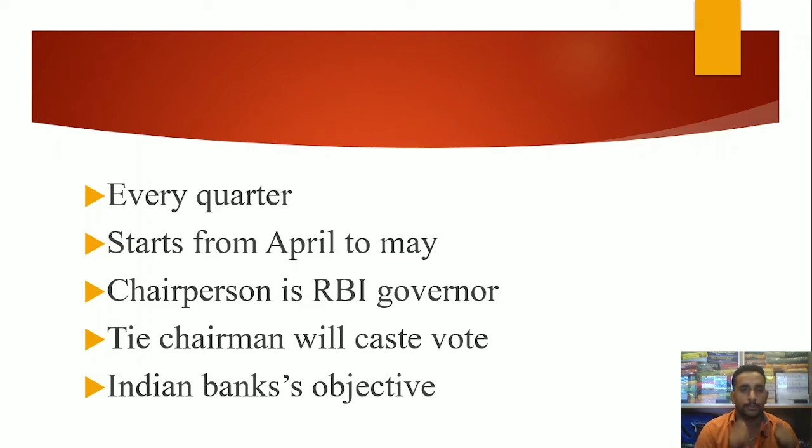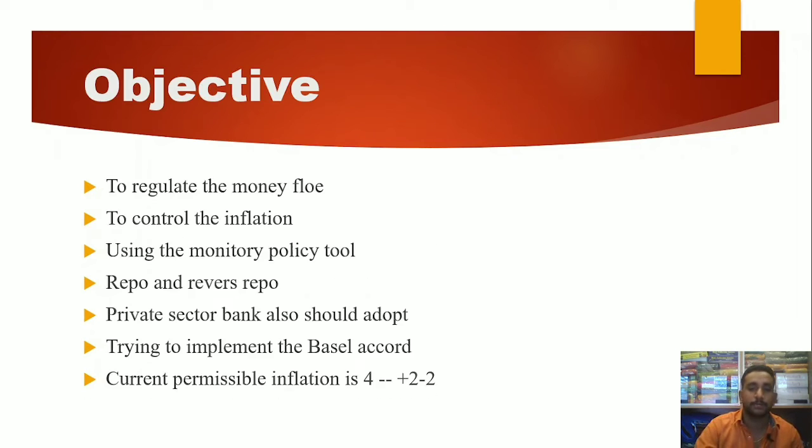Okay, so here, I clearly told you the objective of the Monetary Policy Committee. I already said one point: a plus or minus fluctuation in the inflation rate is acceptable. 4 is the default value, and plus or minus 2 is acceptable. If inflation goes to 6, it is still acceptable inflation.